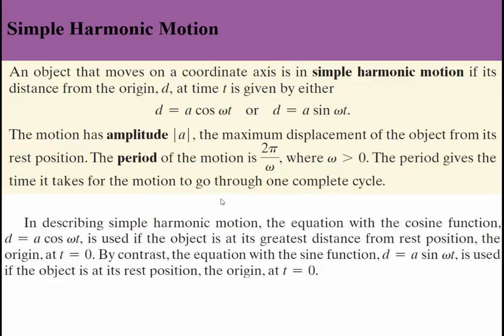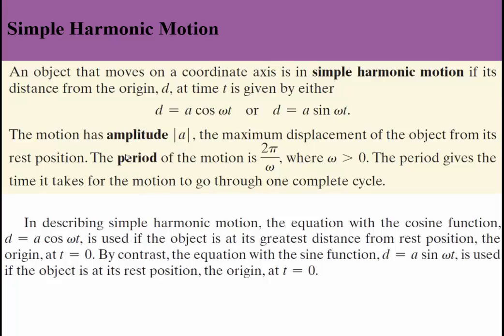All right, last part of this video, we're going to talk about some simple harmonic motion. And these two formulas may look kind of familiar from past lessons. Now, in physics, an object that moves on a coordinate axis is in simple harmonic motion if its distance from the origin d at a time t is given by either one of these two, d equals a cosine wt or a sine wt.